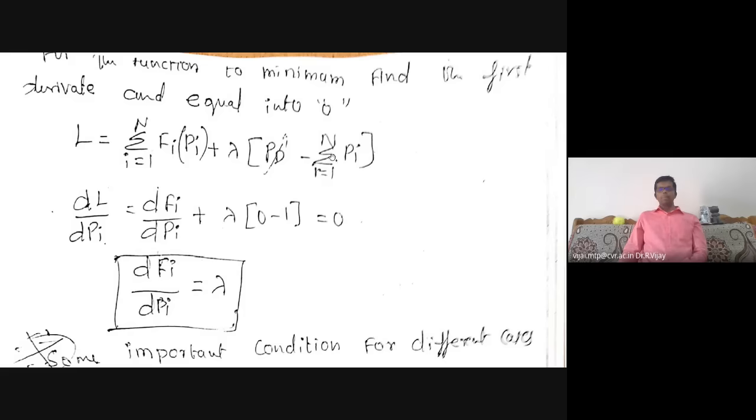That is summation i equal to 1 to n, Pi is equal to PD. That is the demand, that is the power balance constraint. Next, what is the next constraint? The second constraint is the minimum and maximum operating limits, or minimum and maximum capacity limits. That is PGi minimum less than or equal to PGi less than or equal to PGi maximum. So these are the constraints that you need to explain.